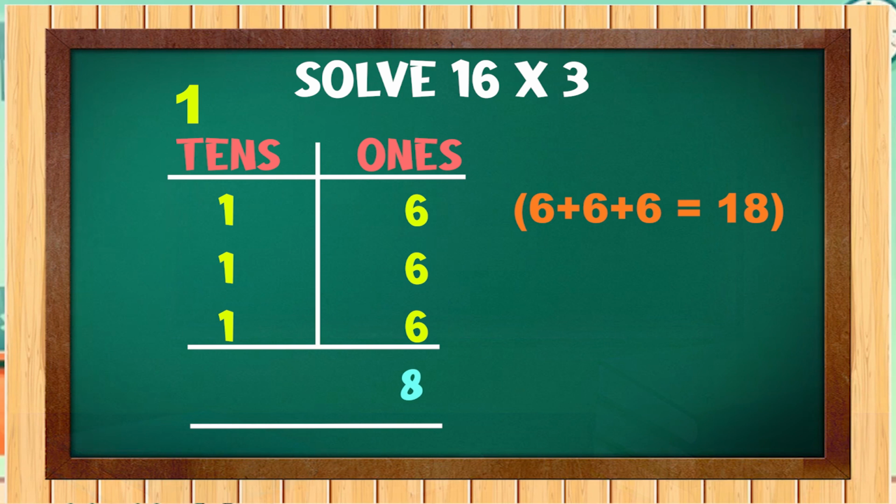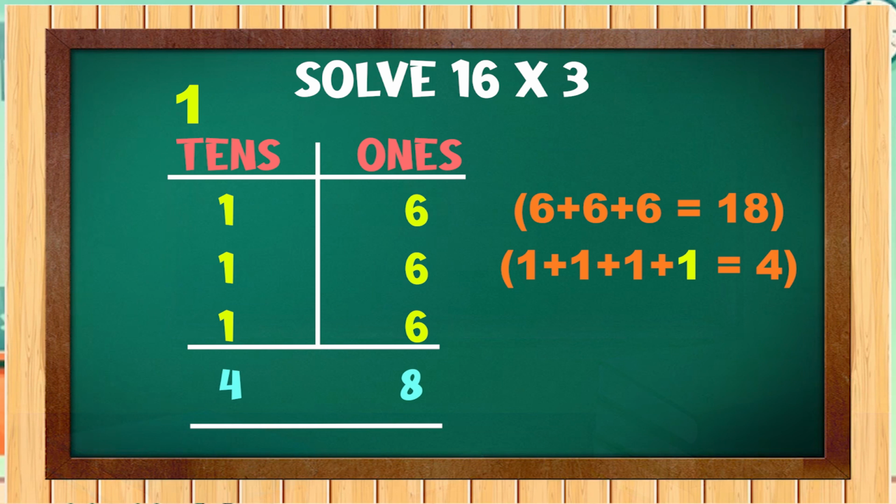Moving on to adding the tens column, we add 1 plus 1 plus 1, remembering also the 1 that is at the top. So we're adding 1 4 times, and that would give us 4. Therefore, our answer for 16 times 3 would be 48.